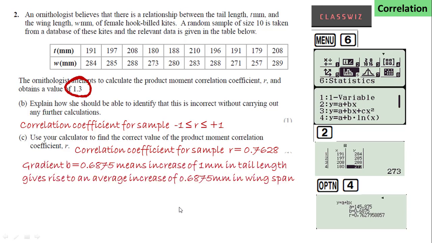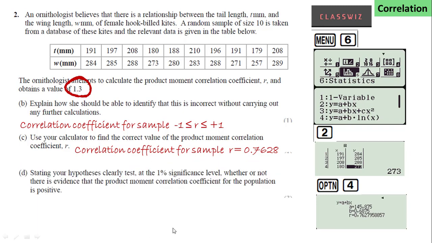Sometimes you have to explain the value of the gradient in context. What does it mean? And the gradient will mean that an increase of 1 millimeter in the tail length, or an increase in 1 in the explanatory variable, gives rise to an average increase of 0.6875 in the wingspan, the response variable.